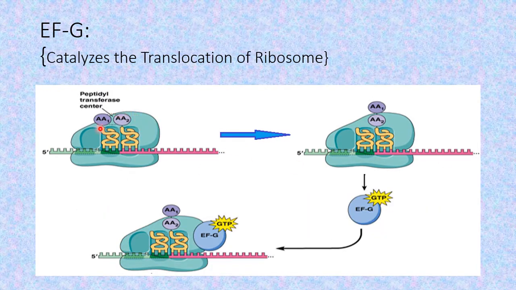This peptidyl transferase center, initially it was thought to be an enzyme that is proteinaceous in nature, because this ribosome has RNA molecules as well as various proteins. But now it is a well established fact that this peptidyl transferase is basically an RNA molecule, and we know that an RNA molecule which acts as a biocatalyst is known as a ribozyme.